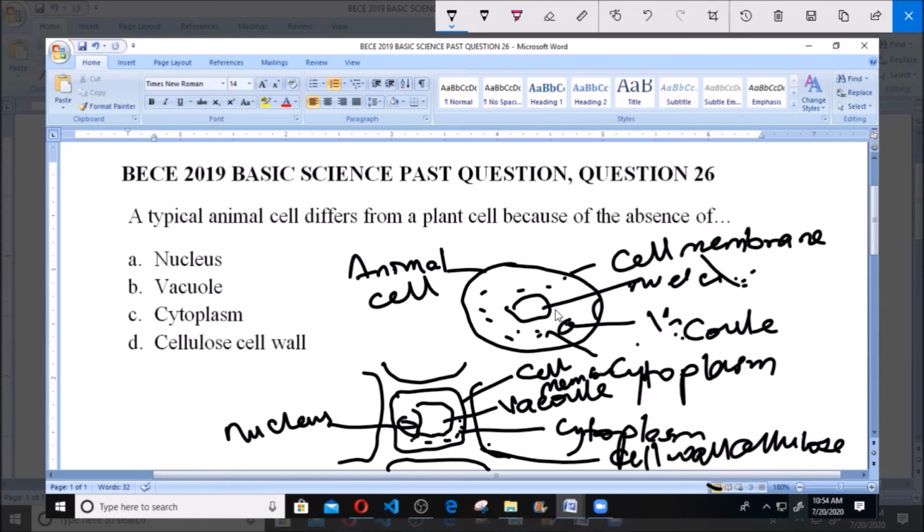And our question says, a typical animal cell differs from a plant cell because of the absence of dash. From our diagram here, we see that the cellulose cell wall is absent in animal cells but is found in plant cells, and it is very important for the rigidity of the plant cell. So the cellulose cell wall is the answer. It is absent in animal cells.